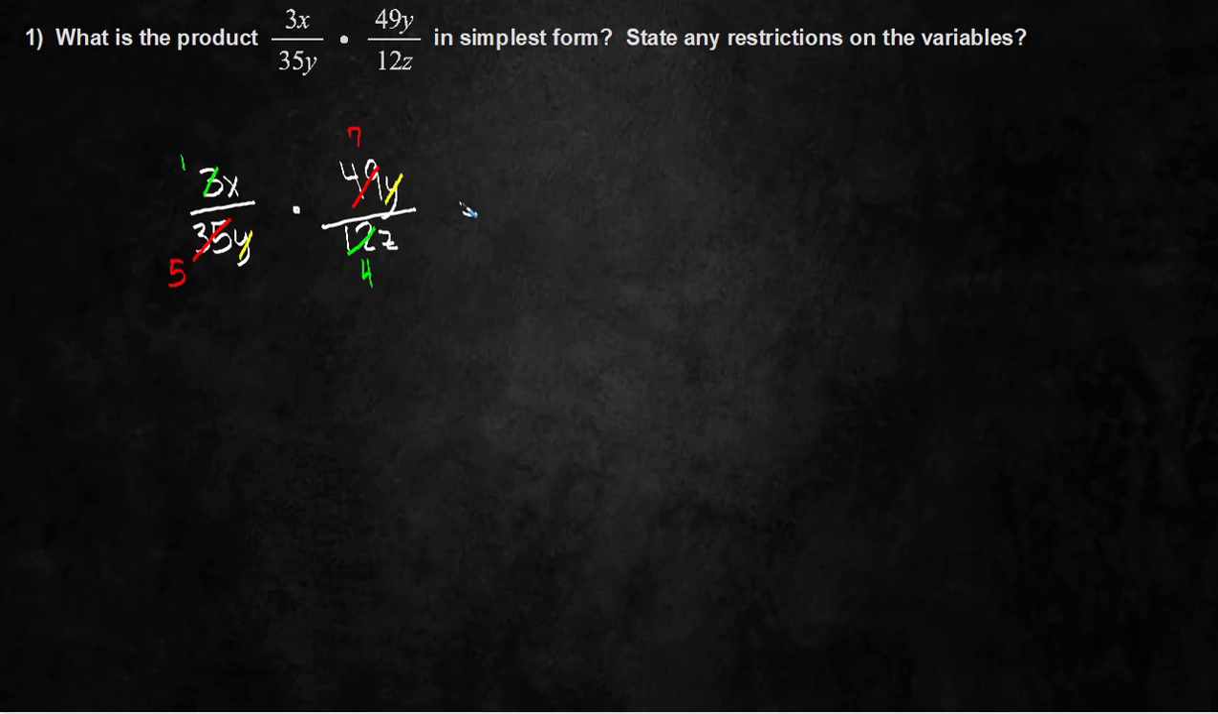And then my answer is going to be when I multiply things together. So 1 times 7 is 7x, and there's no other variable, so that's just an x, divided by 5 times 4, 20. And then the y was canceled here, leaving us just the z. So that is the product.